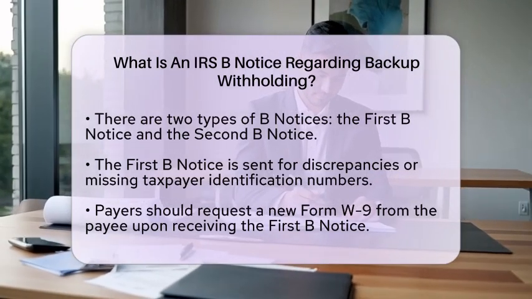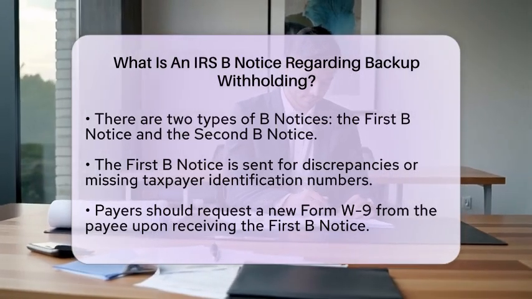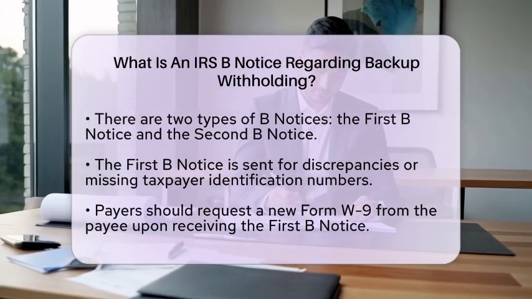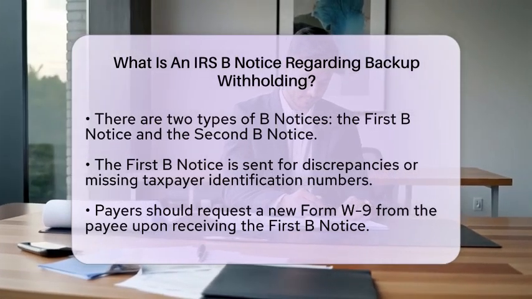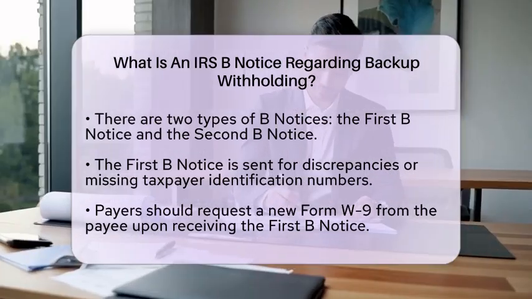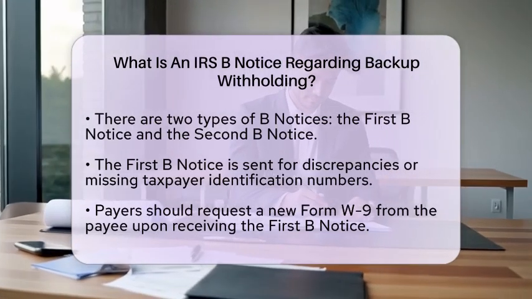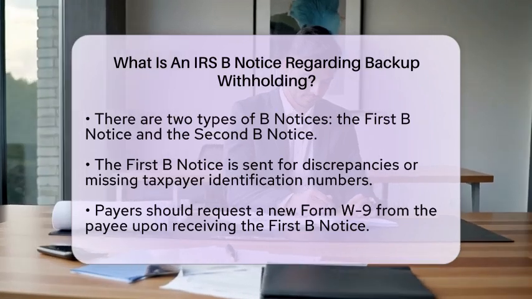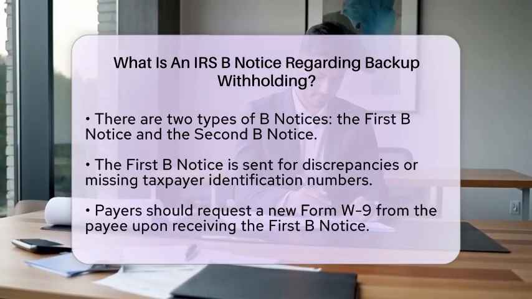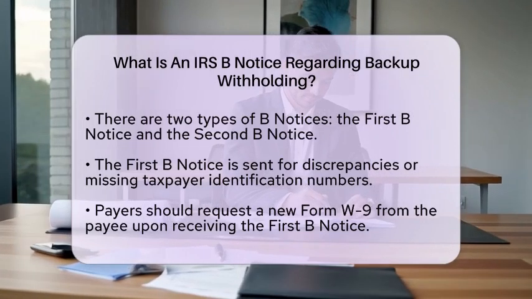If the problem continues after the first B notice, a second B notice may be sent. This is more serious. In this case, the payer must begin backup withholding at the rate of 24% on future payments to the payee until the correct taxpayer identification number is provided.